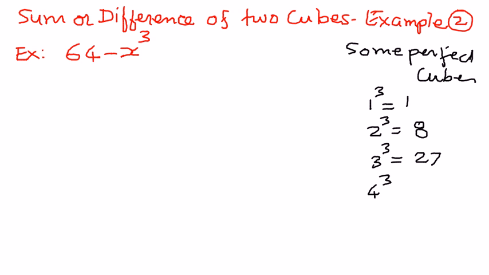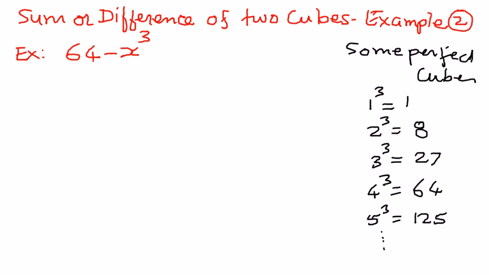4 cubed, 4 times 4 times 4. 4 times 4 is 16. 16 times 4 is 64. So therefore 64 is a perfect cube with a base term as 4. Then 5 cubed is 5 times 5 times 5. 5 times 5 is 25. 25 times 5 is 125. Therefore 125 is a perfect cube with a base term as 5.